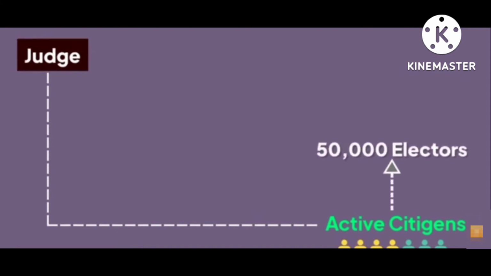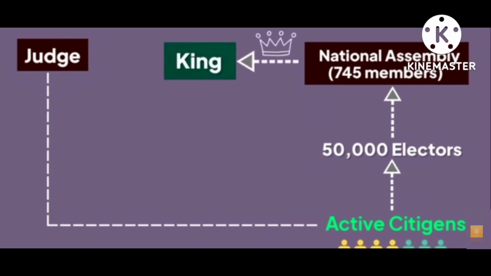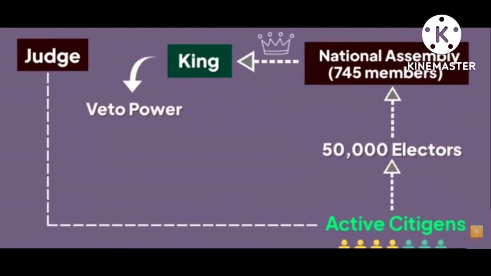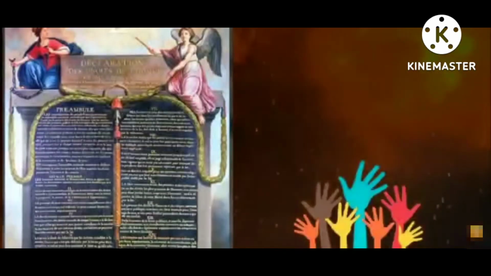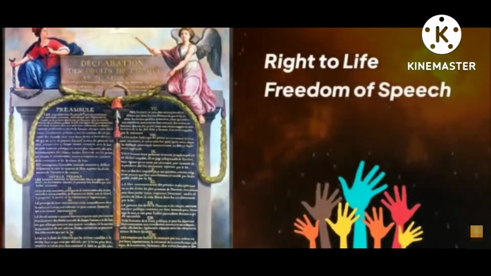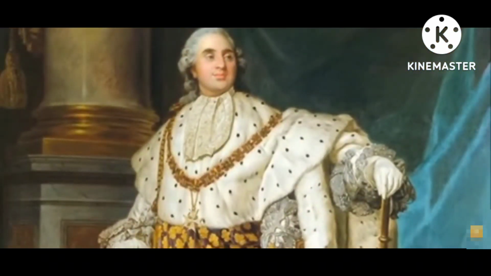Now, active citizens were the ones who elected the judge and 50,000 electors, in which the 50,000 electors would elect the 745 members of the National Assembly. Now, the National Assembly was the one who chose the king, who had the veto power, and also chose the ministers. According to the new constitution of France, the people had the right to life, freedom of speech, freedom of opinion, and equality before law, which was not given to the people during the monarchy rule.